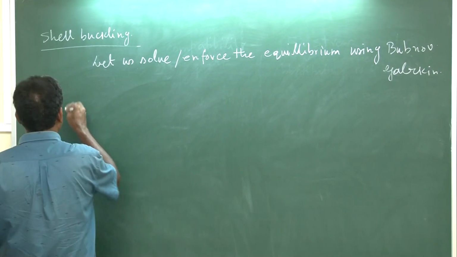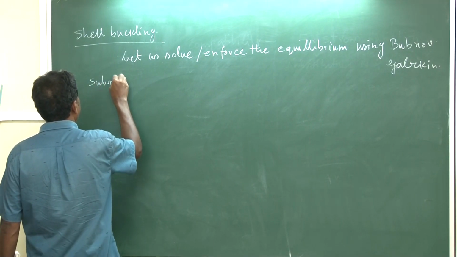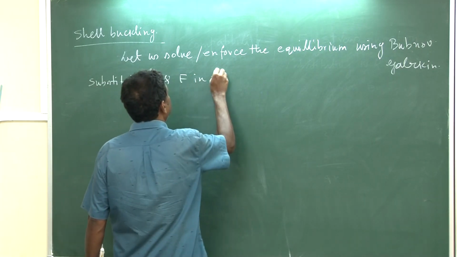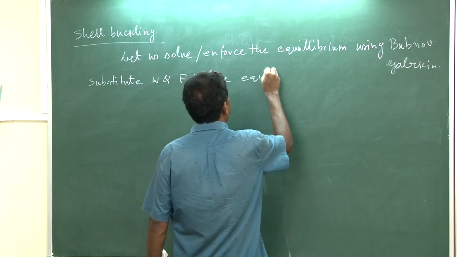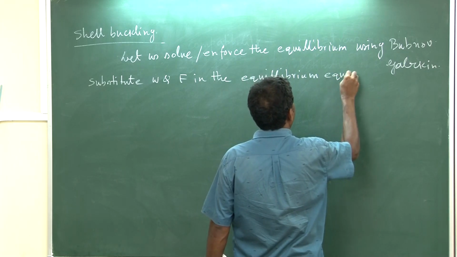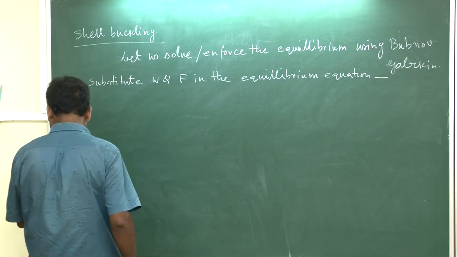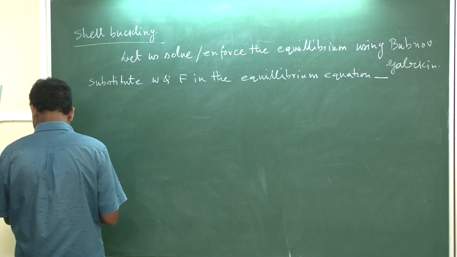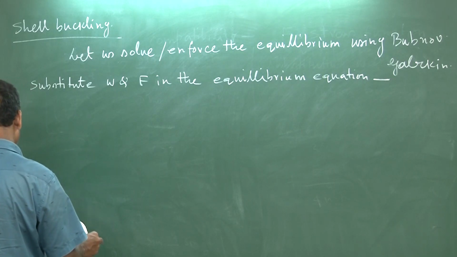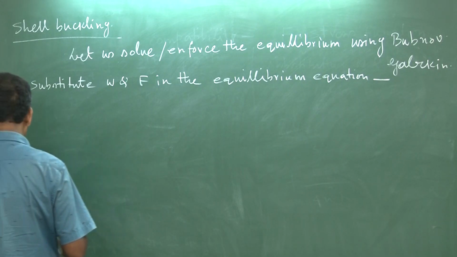So, the error terms are obtained by substituting w and f in the equilibrium equation. We substitute, then in the equilibrium equation, what you are going to get is, if you can recall what the equilibrium equation was, the equilibrium equation was something like this.